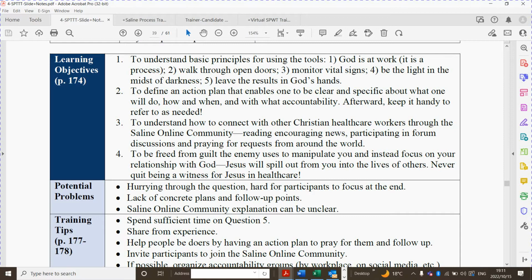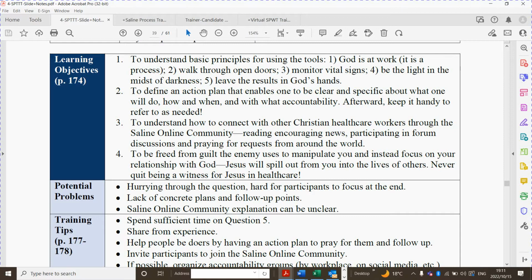In view of these learning objectives, we can see some potential problems. The main one here is feeling incapable or unqualified to be a witness for Christ. For some reason, perhaps you think you are not living right, or you have not learned enough, or you don't have what it takes to work for the Lord. That could be a potential problem for carrying out the action plan.